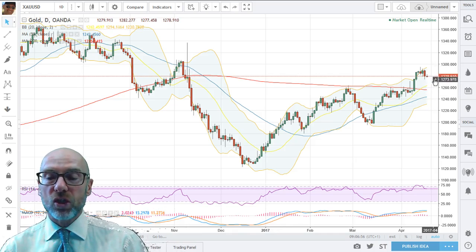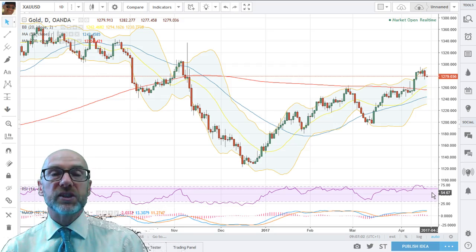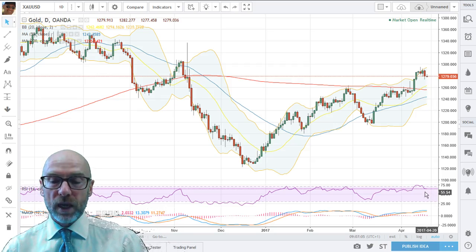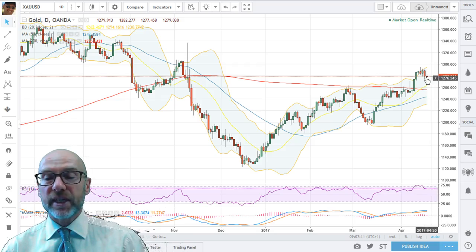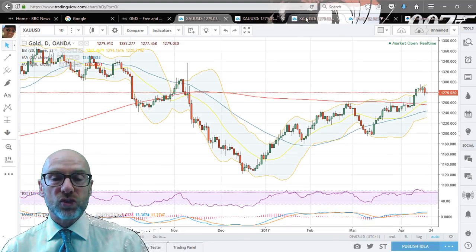The market could consolidate further. RSI slightly starting to unwind, is at 64. Starting to show a loss of momentum, as is the MACD. So that could indicate that we're going to get a further sideways move. Let's look at the short term.